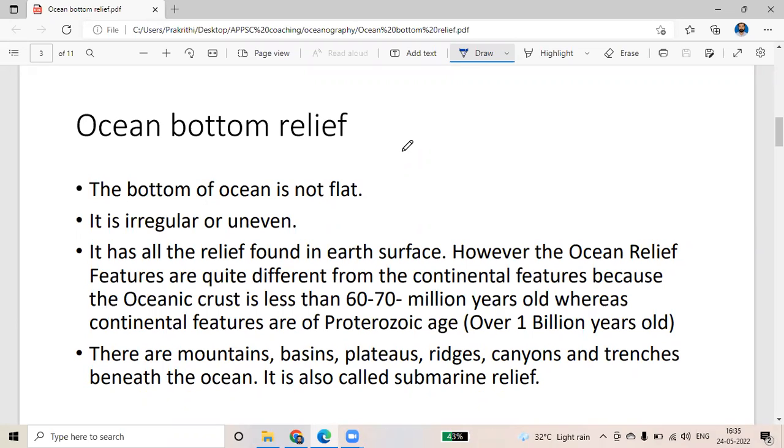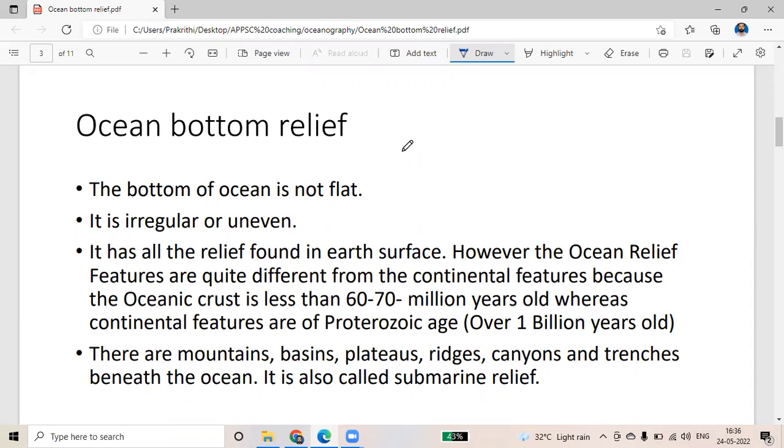जैसे, continental reliefs are very old features है. Proterozoic age तक, almost 1 billion years ago से, there are continental landforms, but the concept is entirely different in the ocean. It is the newest landforms that we can see, or the newest relief. Newest relief does not mean today or yesterday, as it was made 60 to 70 million years ago.